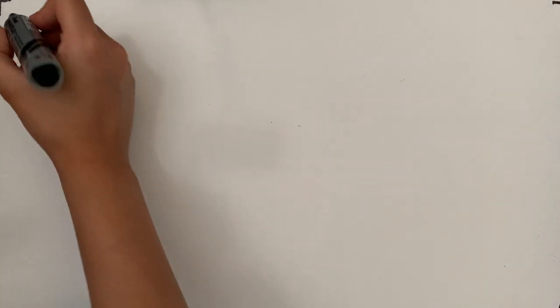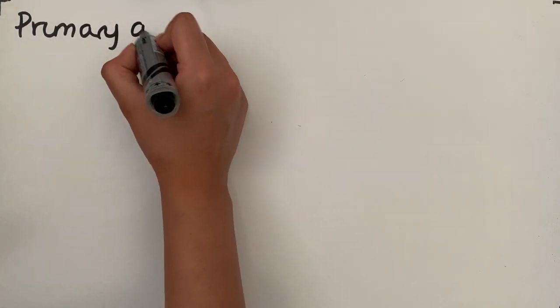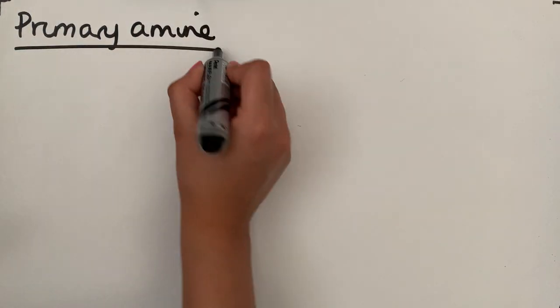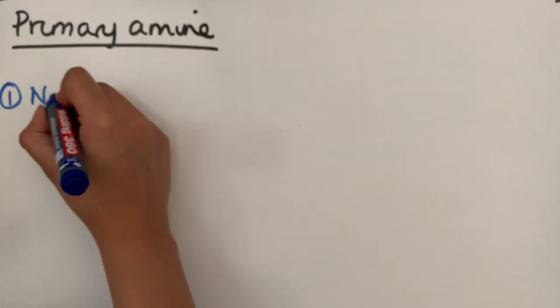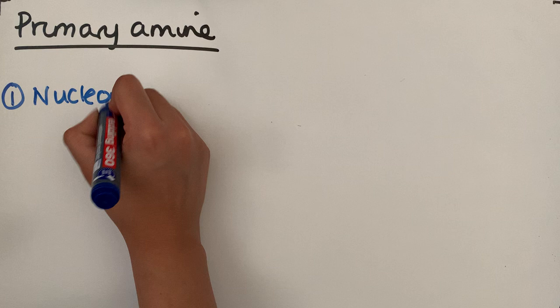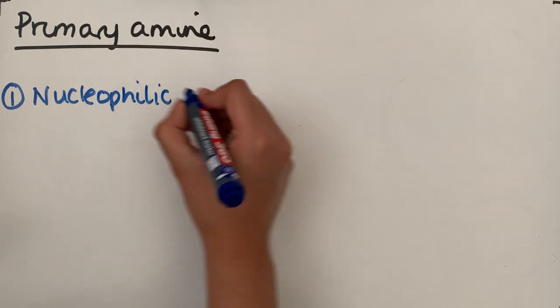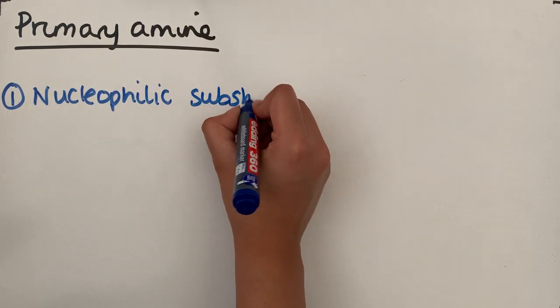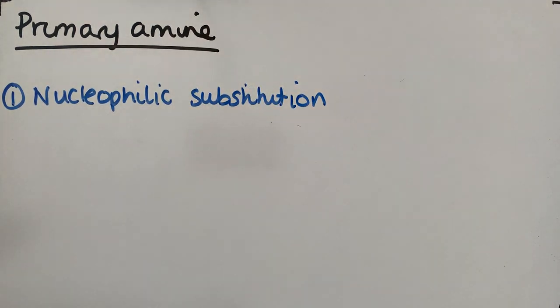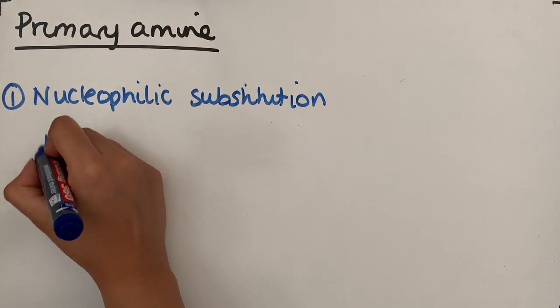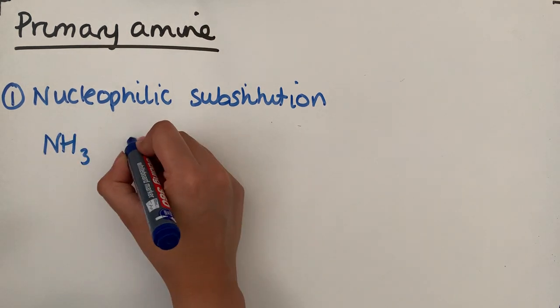So let's start off with a primary amine first. So how to synthesize this. Now it's a two-step process. In the first step, what occurs is nucleophilic substitution. The reason being is because the reaction that we see is going to be between ammonia and a haloalkane. Okay, so reaction between ammonia, NH3, and a haloalkane.